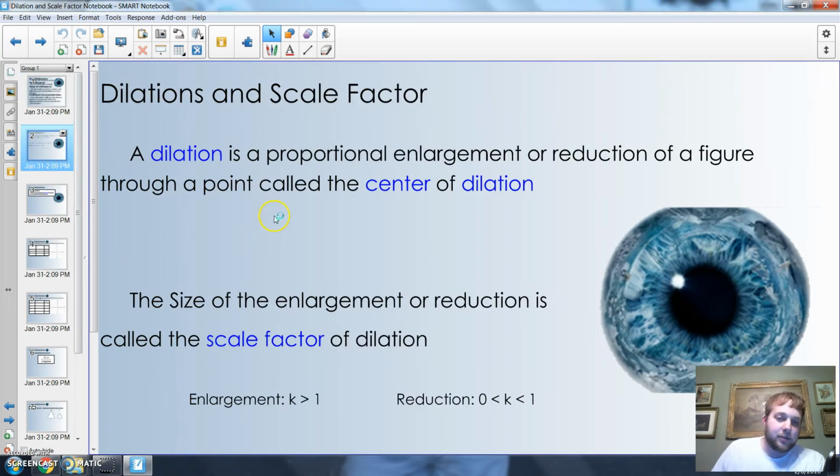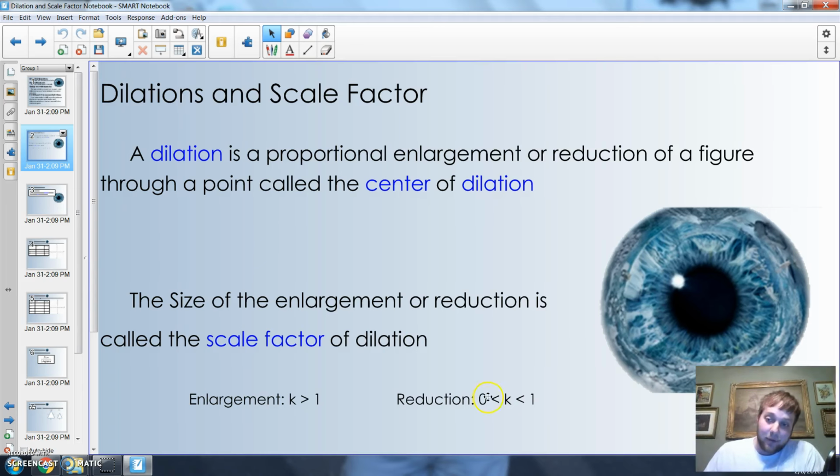A dilation is a proportional enlargement or reduction of a figure through a point called the center of dilation. So that means you've got something like this, and it can enlarge its shape or contract.